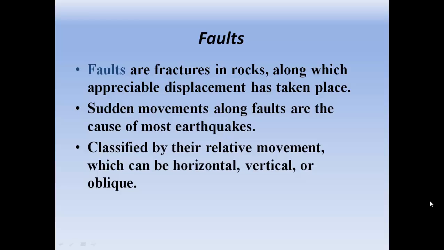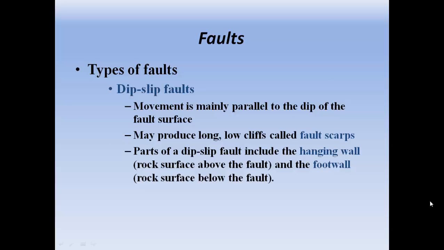Faults are fractures in rock along which appreciable displacement has taken place. Sudden movements along faults are the cause of most earthquakes. They're classified by their relative movement, which can be horizontal, vertical, or oblique. Types of faults. The dip-slip fault: movement is mainly parallel to the dip of the fault surface.